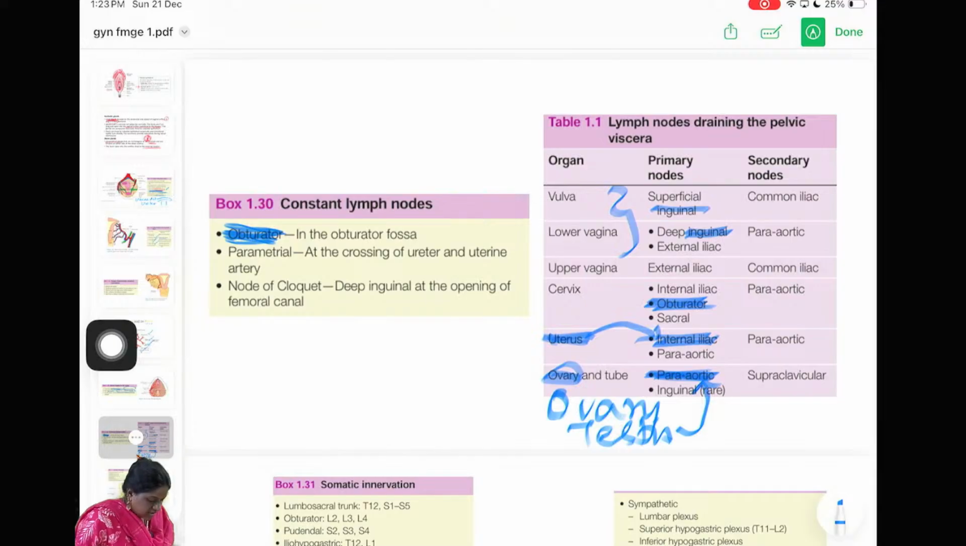Okay. So if you have carcinoma of the endometrium, which lymph nodes would you dissect? Internal iliac and para-aortic. Okay, but para-aortic is very deep. So at least internal iliac we have to dissect. Understood? Good.